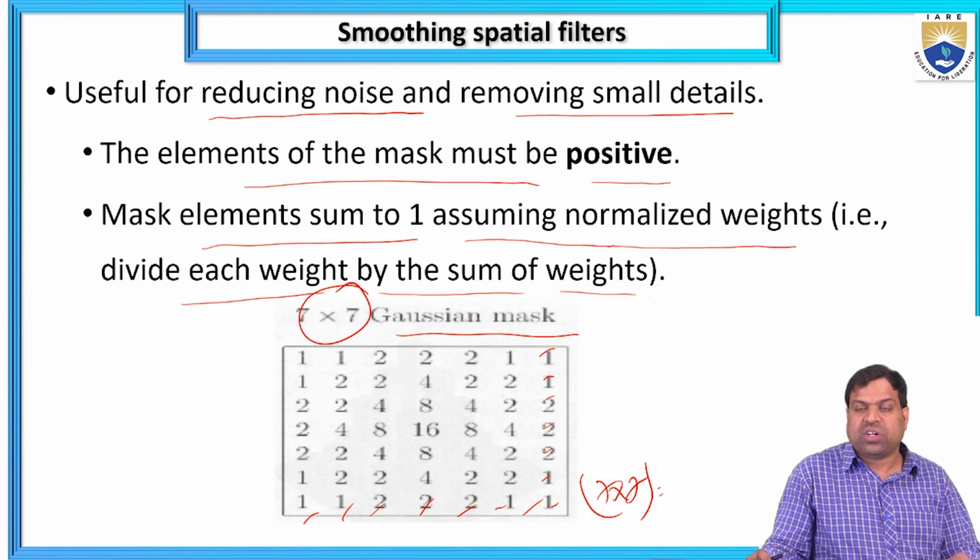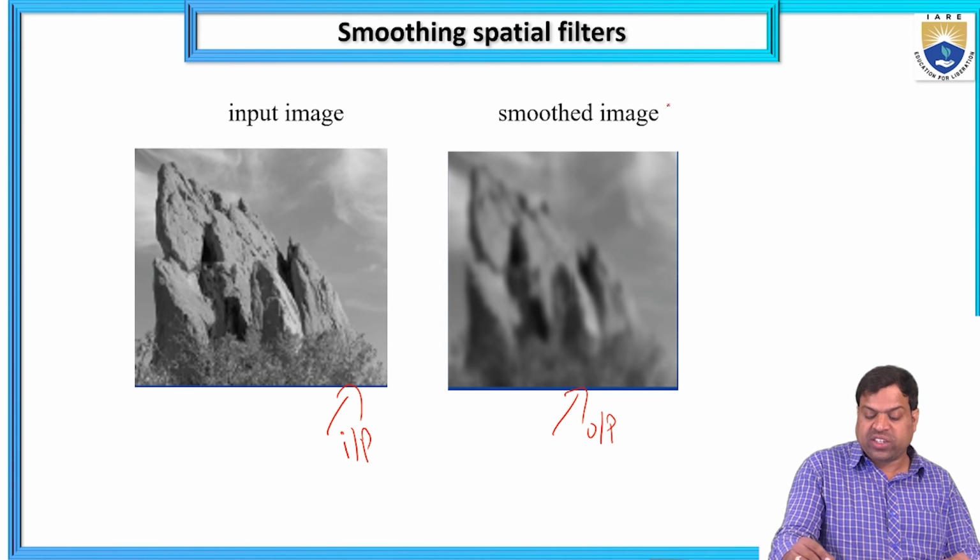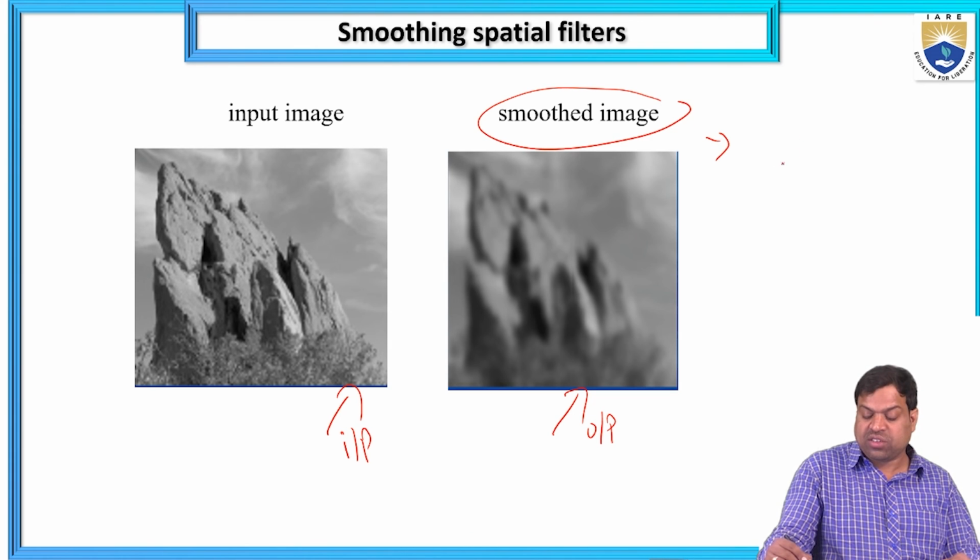The elements of the mask must be positive. The mask elements sum to 1, assuming normalized weights, that is, divided by some weights. It is an example of a 7 by 7 Gaussian mask, and this is the input image, that is the original image, and the output is a smoothed image. Smoothed image means I have applied the smoothing technique. Okay, that is the averaging filter.